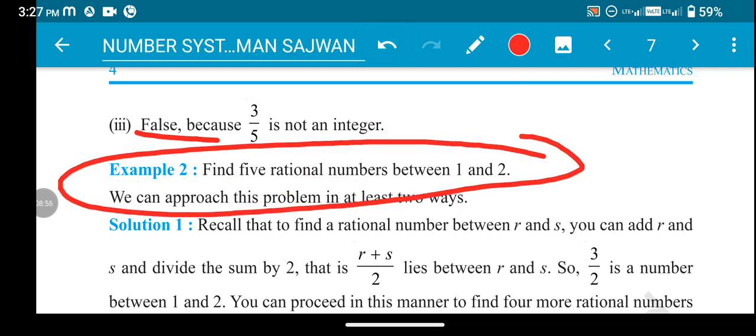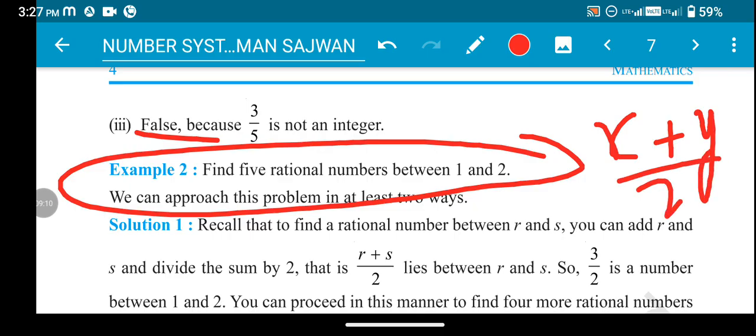Find dash rational numbers between this and this. So what's the formula here? The formula is: add the numbers and divide by 2. This is the simplest formula ever.